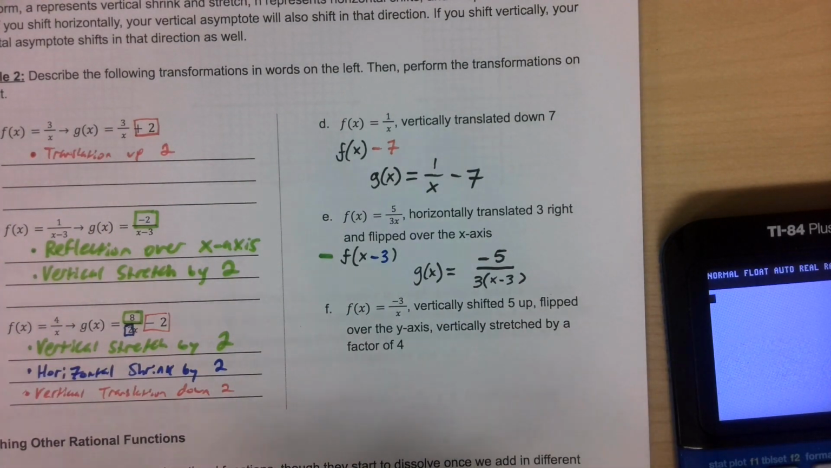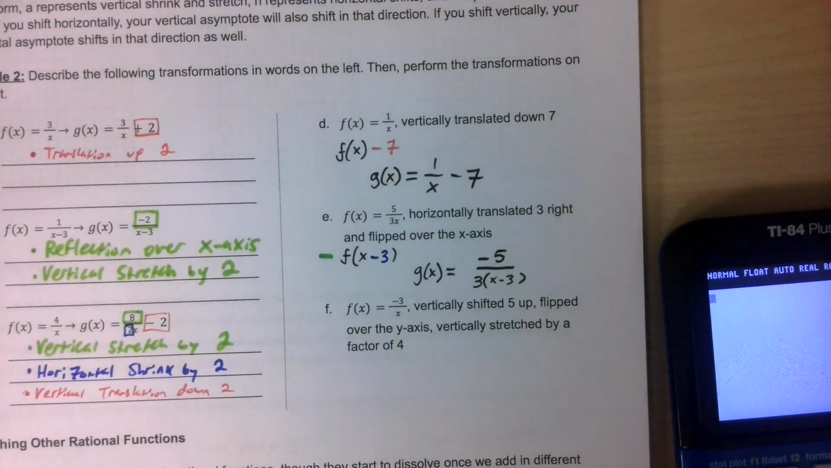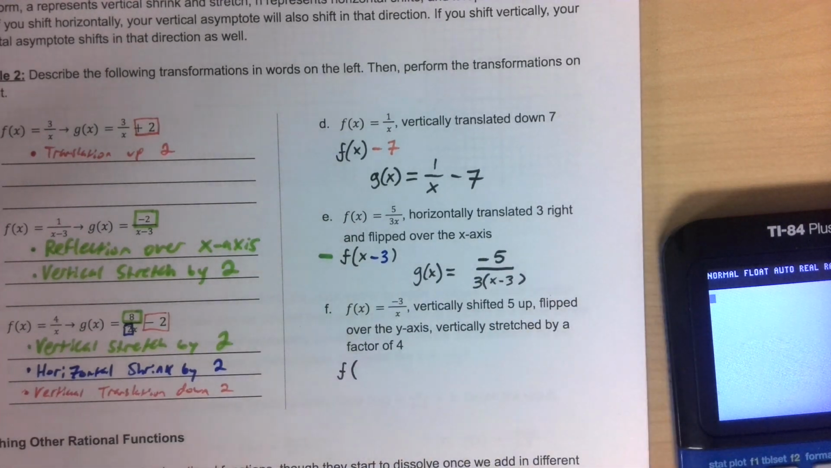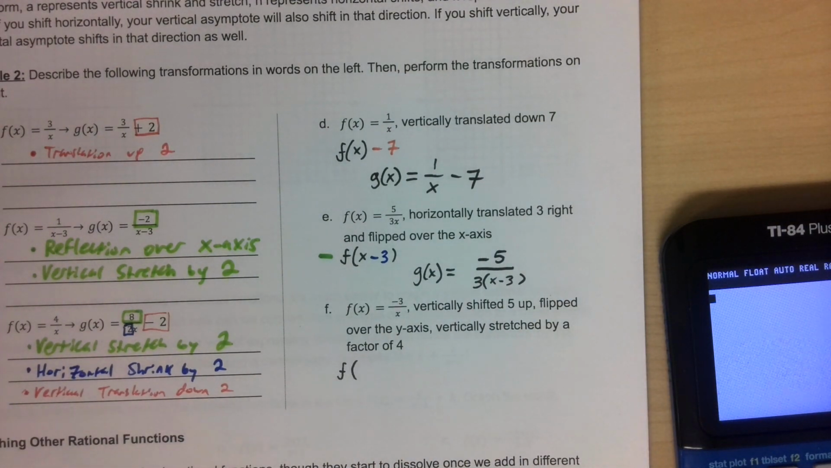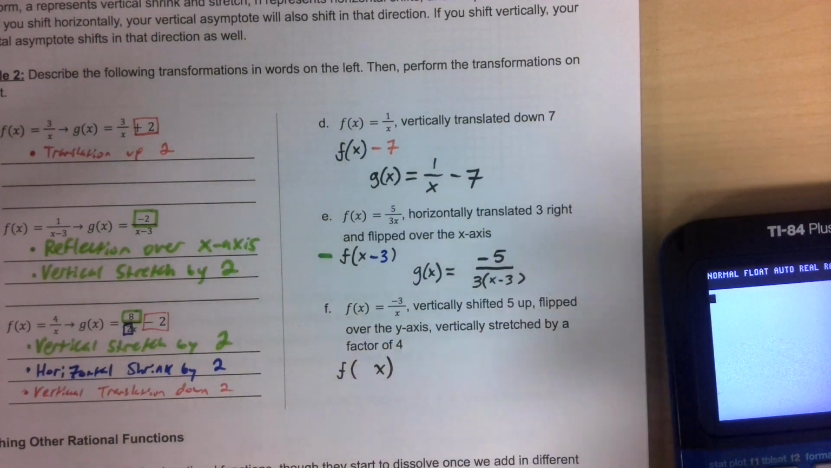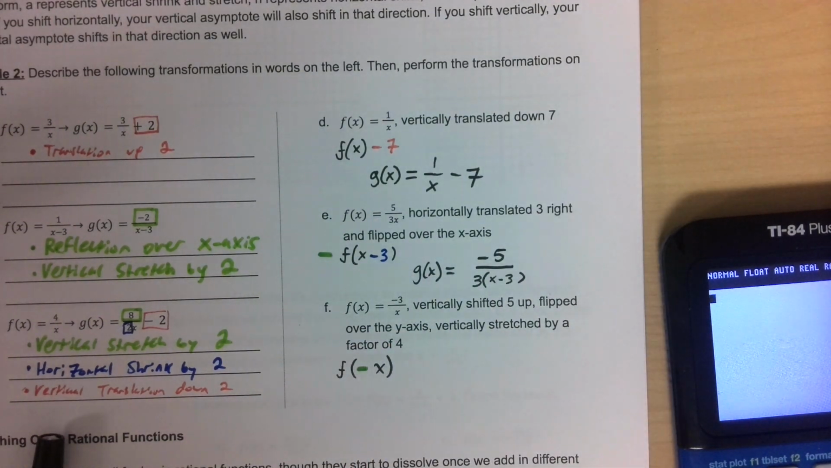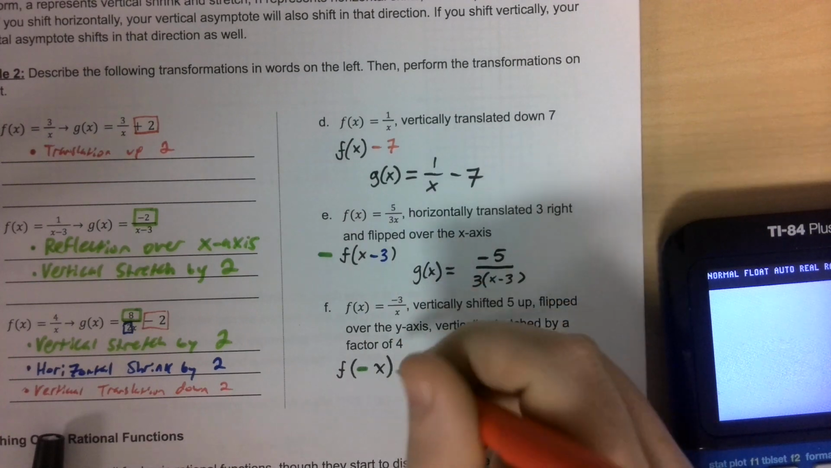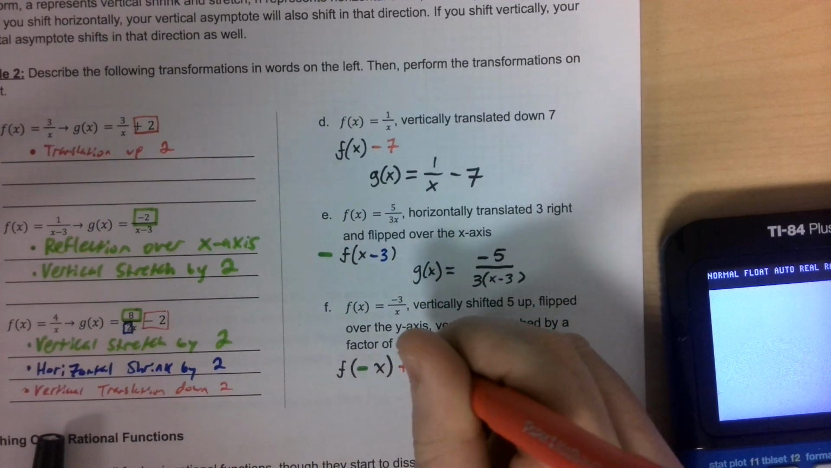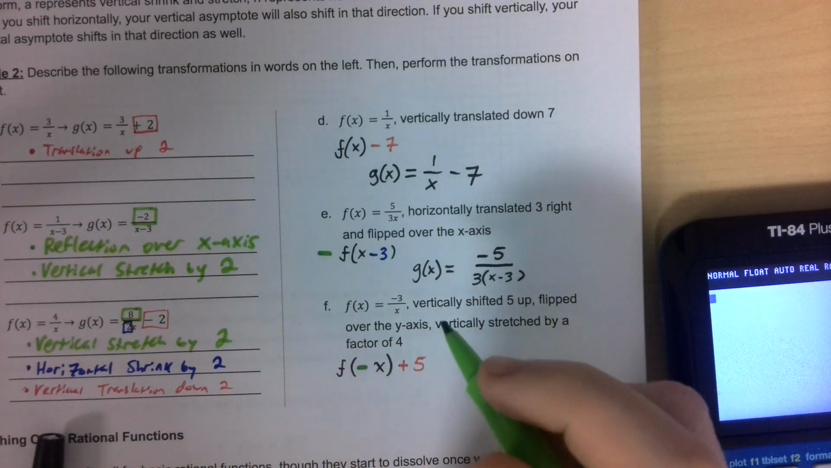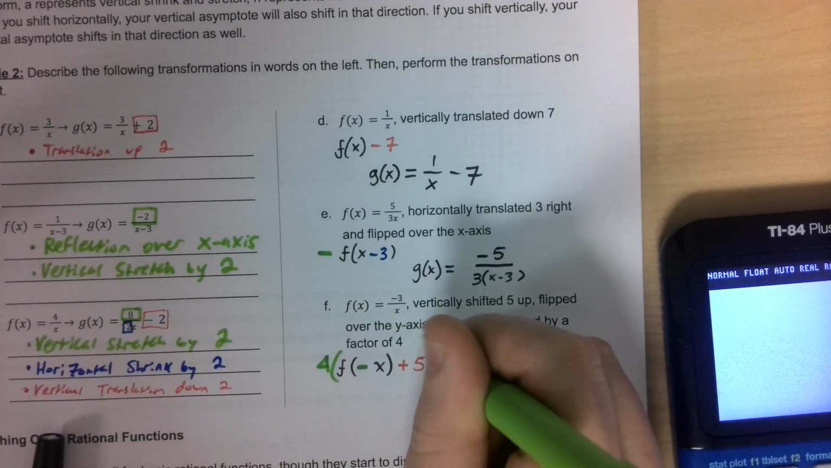Last but not least, we have f, and there's a lot of transformations here. We're starting with f of x, and we need to vertically shift it 5 units up, flip it over the y-axis, then vertically stretch it by a factor of 4. To flip something over the y-axis, remember that that's moving it from right to left, it means we should flip our x to be negative x. To move 5 units up, we recall that's just adding 5 to the end. And to vertically stretch by a factor of 4, that's multiplying the entire thing by 4.